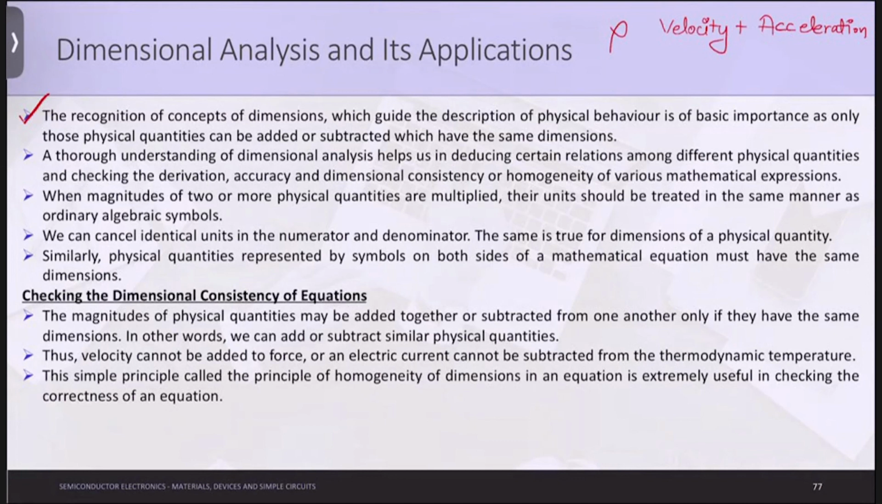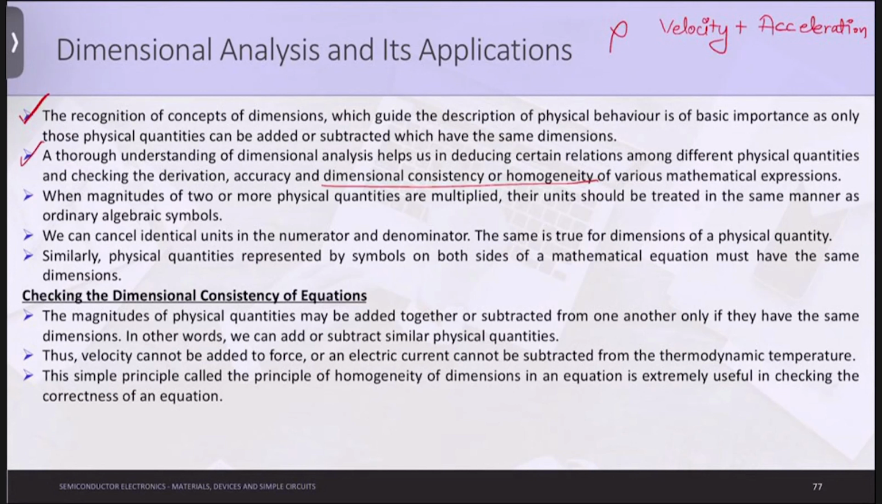A thorough understanding of dimensional analysis helps us in deducing certain relations among different physical quantities and checking the derivation, accuracy, and dimensional consistency. What this dimensional consistency and homogeneity is will be explained for various mathematical operations. So basically, what does it say?